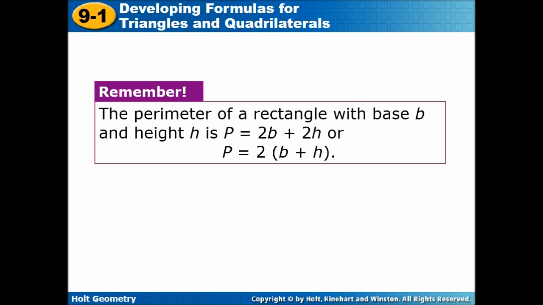Now, when we're talking about the perimeter of a rectangle, you'll again remember that a rectangle's sides have different measurements. So instead of using S for side and saying that the perimeter is 4 times the sides, we're going to say the perimeter is 2 times the length of the base plus 2 times the length of the height, or P equals 2B plus 2H. Now we can also factor out the 2 in that equation and state that perimeter, or P, equals 2 times, and then in parentheses, base plus height, B plus H.